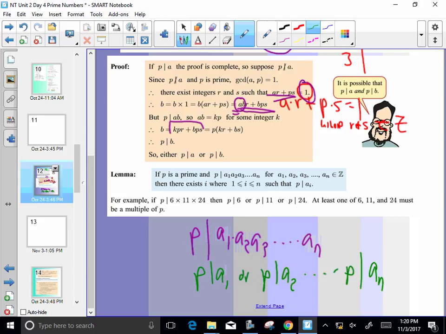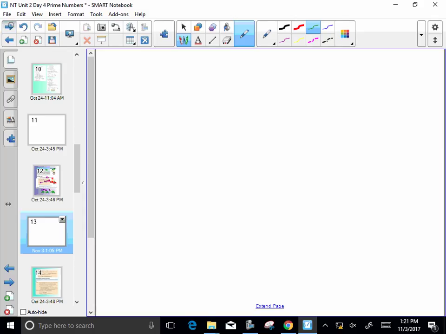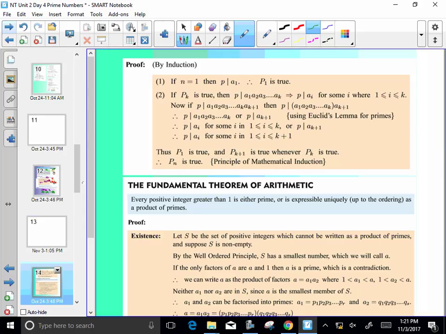So we're saying if P divides the number, it's going to divide one of those factors. So they use P divides 6 times 11 times 24. P divides 6, P divides 11, or P divides 24. There's at least one of those that's divisible, and there was. And they did a little math induction. I don't think it's a super helpful one to work through.